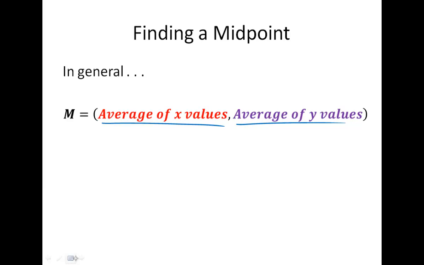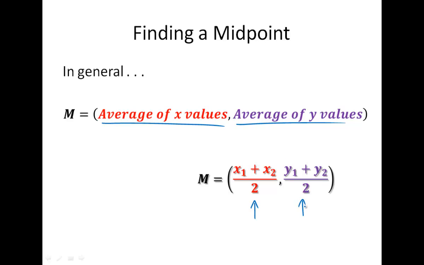If you really, really want a formula for that, you can see it as this. You're averaging out your x values and averaging out your y values. So this formula is for a midpoint between (x1, y1) and (x2, y2). The little numbers there are just to signify point 1 and point 2.